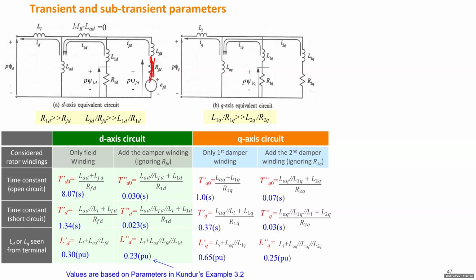And we calculate the second one. The value is 1.3 seconds, and it's in about the same range, right? It's longer than 0.1 second. So we call it TD single prime, which means it's the transient time constant in DSs for short circuit condition. And this one we call LD single prime because it's a transient inductance in DSs. So this is the value.